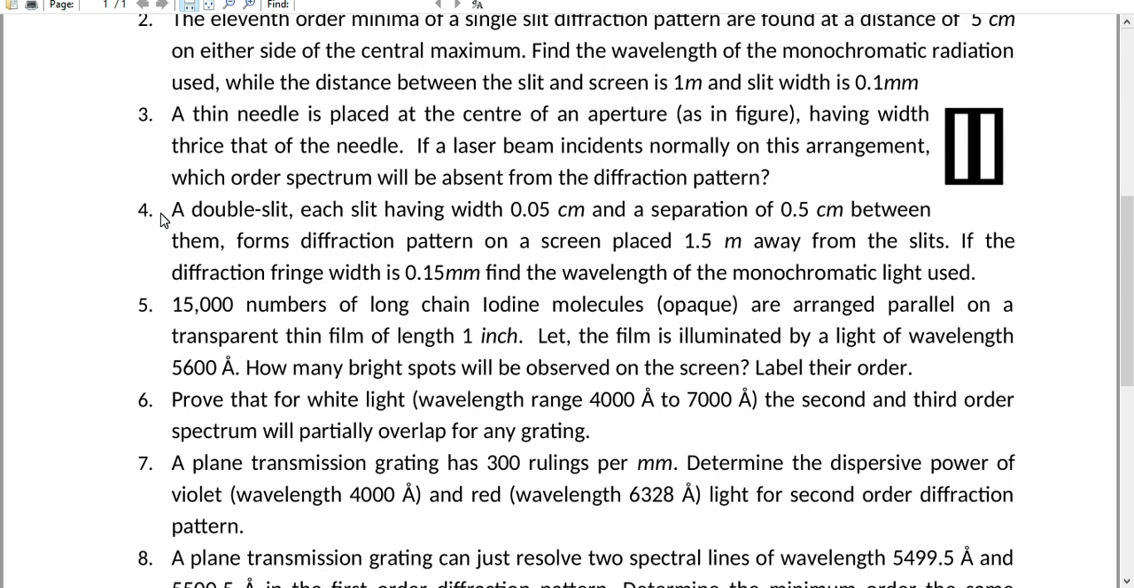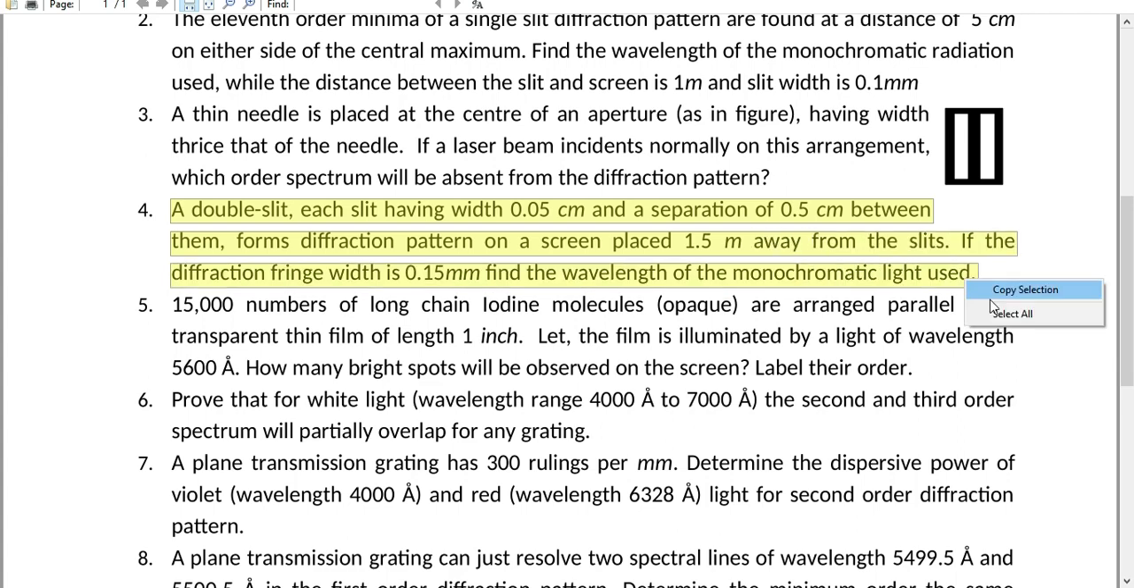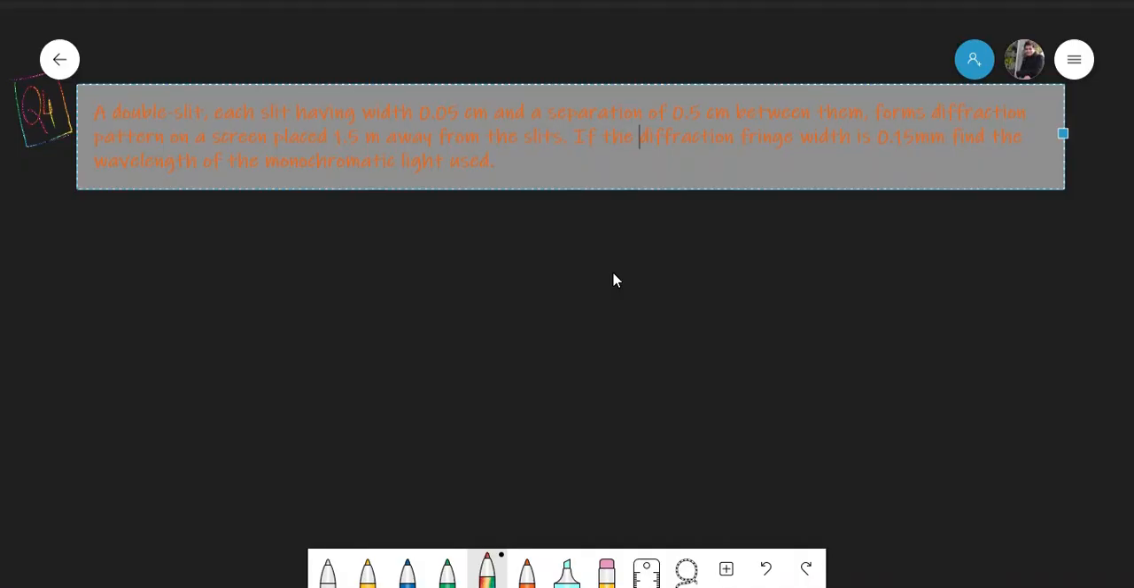Question number 4. A double slit, each slit having width 0.05 centimeter and a separation of 0.5 centimeter between them, forms a diffraction pattern on a screen placed at 1.5 meter away from the slits. If the diffraction fringe width is 0.15 millimeter, find the wavelength of the monochromatic light used. So let's take this to our worksheet. So this is our question number 4.